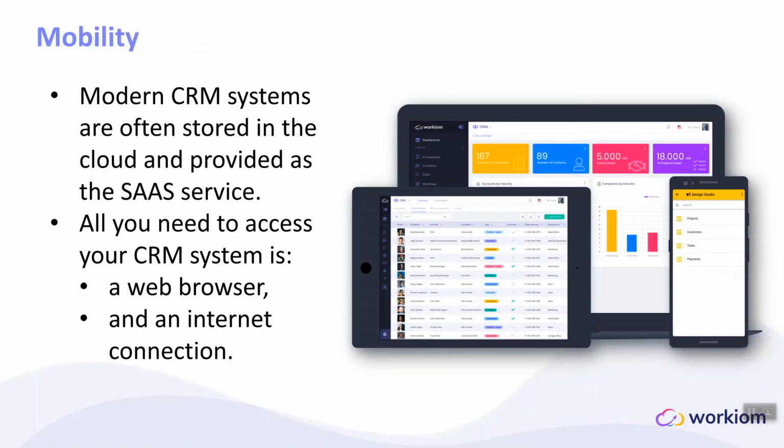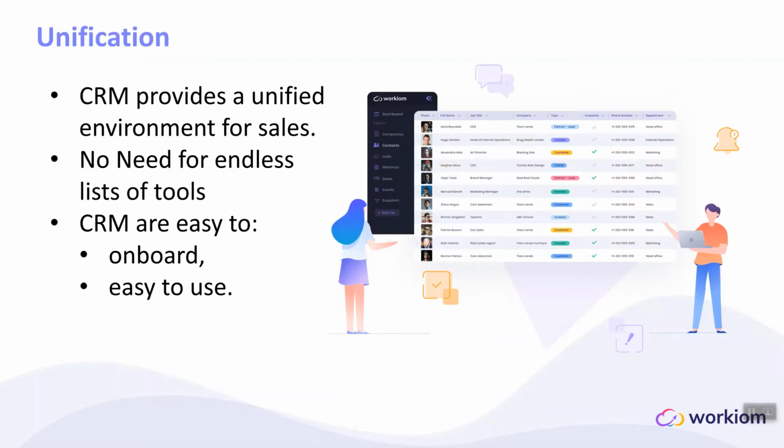Third, mobility. Modern CRM systems are often stored in the cloud and provided as SaaS services. They are easily accessible from wherever you are in the world. All you need to access your CRM is a web browser and an internet connection. That's all. Fourth and finally, unification. A CRM provides you with a unified information environment for sales. And this is a lot easier for business owners to train salespeople to work with one single environment instead of training them to work with a lot of tools. In general, systems such as the CRM are easier to onboard and easy to use.